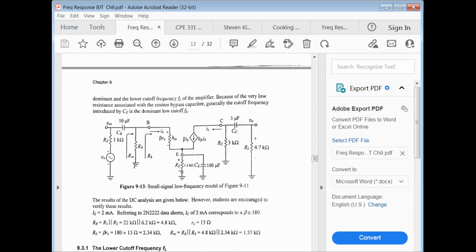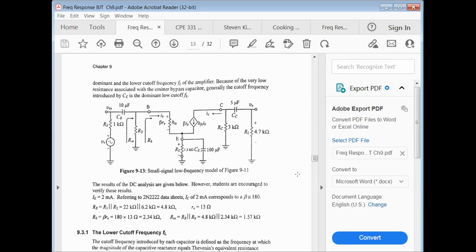So here's a small signal model of a transistor showing our coupling. This is a bypass cap here. C sub C is the coupling capacitor for the load to the collector node, and C sub B is the coupling capacitor to the input, or the base, from our signal source here, V sub S, with 1K source resistance.